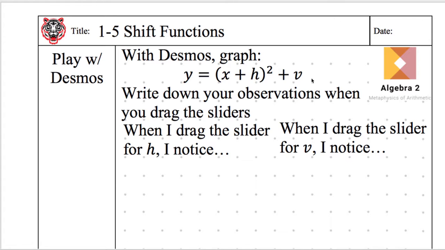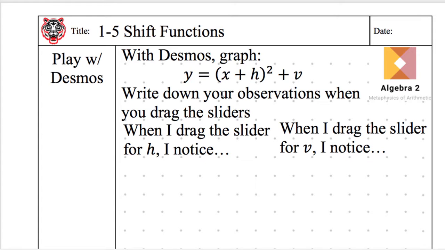So, laptops, everyone, open, go to Desmos, and you are going to graph the following function. Y equals, in parentheses, x plus h, in parentheses, squared, and then outside the parentheses, plus v. When you type that into Desmos, it will ask if you want h and v to be added as variables, and you will say yes.